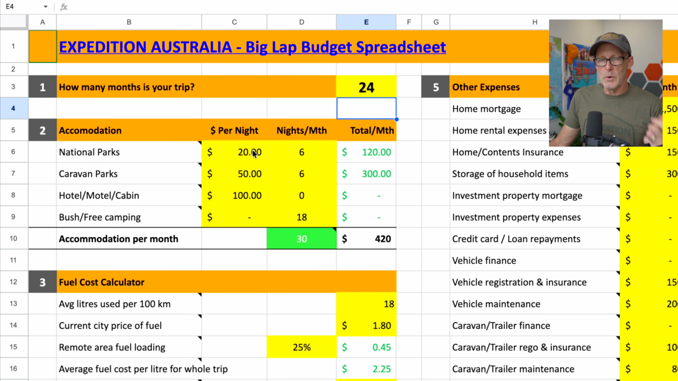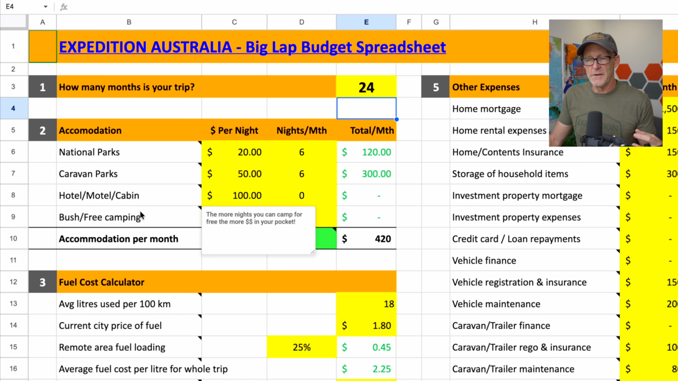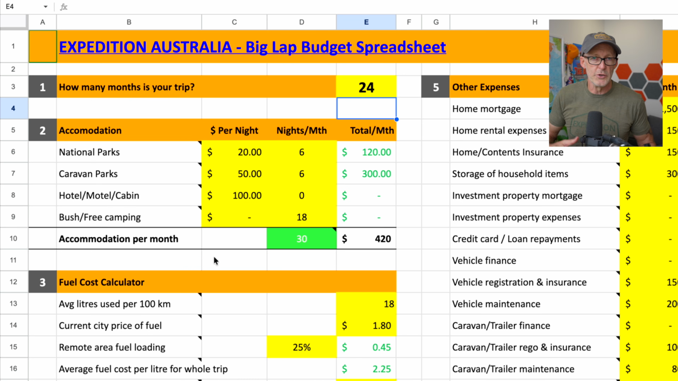National parks, I've put in $20 a night as an average. They vary a lot. Sometimes they're practically free, and sometimes the premium parks are a lot more. So $20 is probably a reasonable ballpark, but feel free to overestimate if you feel like I've underestimated there. You're probably not planning to stay in hotels and motels, but some people do. Some people literally drive around the country just staying in motor inns and cabins all the way. So the option's there to use it if you need it.